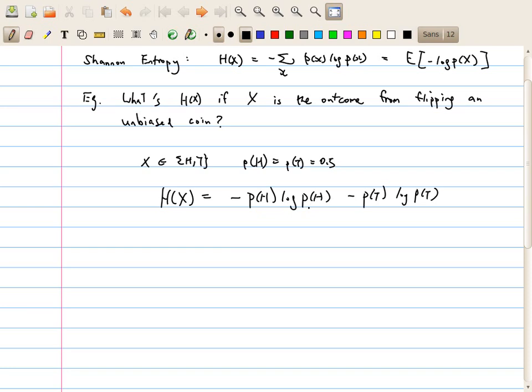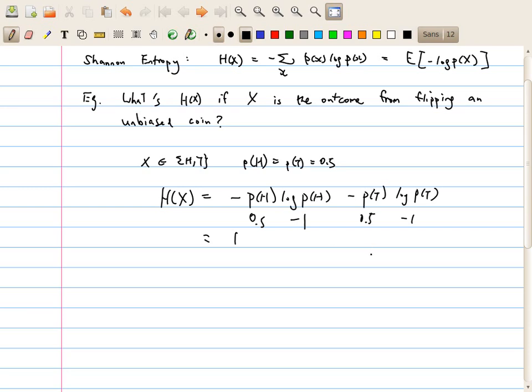And so log base 2 of 0.5 will be minus 1. And this is 0.5, times minus 1. So basically it's 0.5 plus 0.5, which is equal to 1 bit. And it's exactly what we expected.